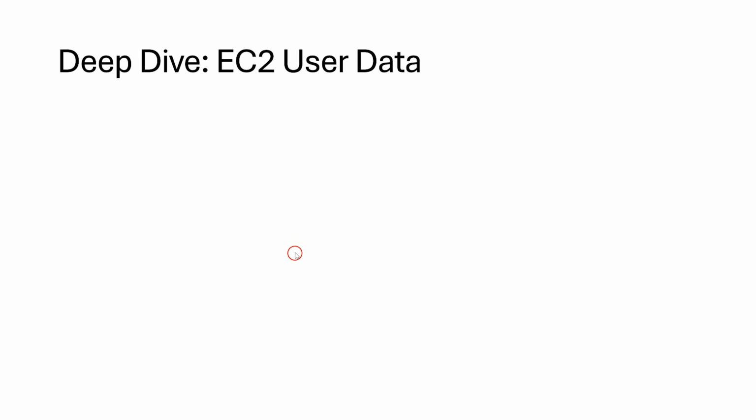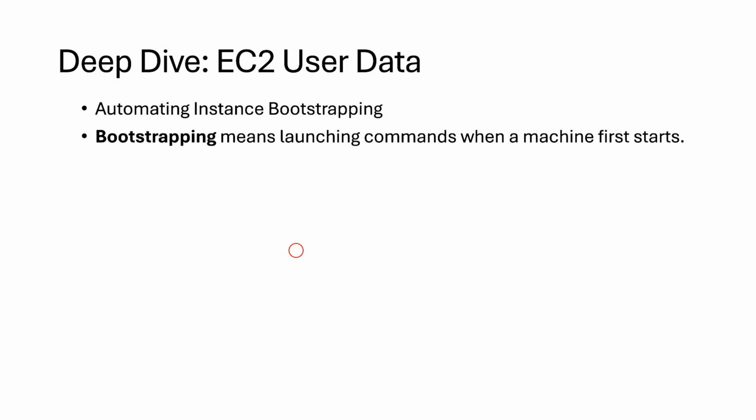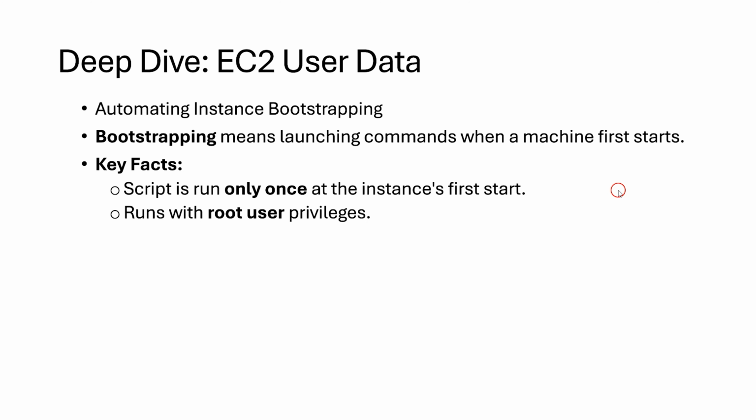Now we'll see what happens while bootstrapping your instance, or we will deep dive into EC2 user data. Let's talk more about EC2 user data, and this is one of the coolest features for automation. First, let's think of what bootstrapping is, right? It means launching a series of commands when a machine first starts up to get it ready for work. Simply, you are launching a series of commands.